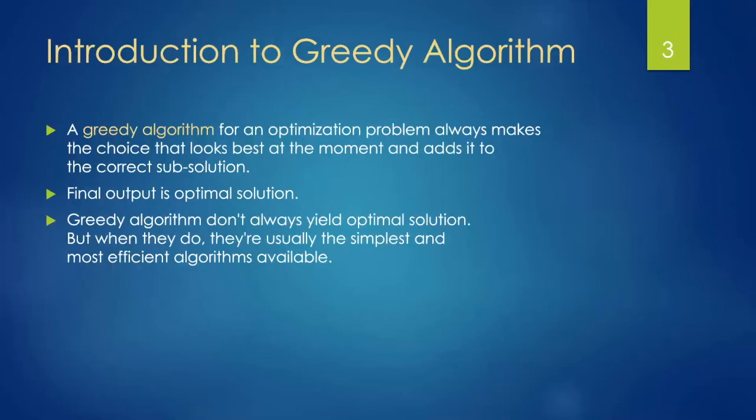Here is my introduction to a greedy algorithm. A greedy algorithm for an optimization problem always makes the choice that looks best at the moment and adds it to the current sub-solution. The final output is an optimal solution. Greedy algorithms don't always yield an optimal solution, but when they do, they are usually the simplest and most efficient algorithms available. Actually, we use greedy algorithms to get an optimal answer that maximizes our needs.